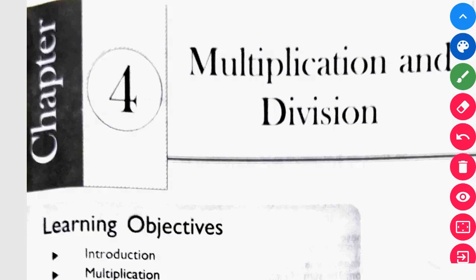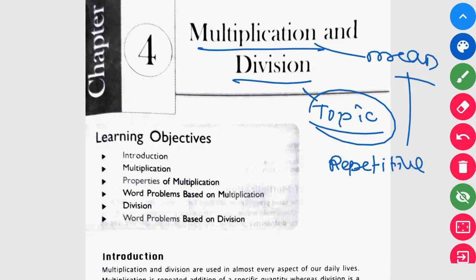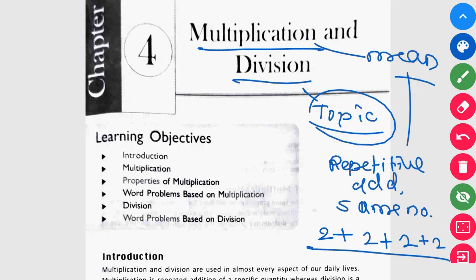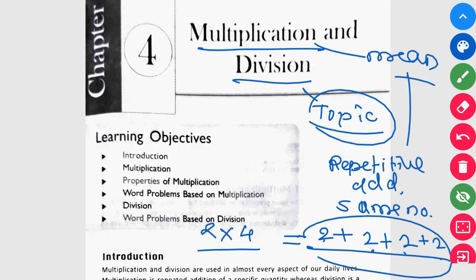Okay, so for fourth standard maths Olympiad, now we are going to take multiplication and division topic. Now what is meant by multiplication? Multiplication means repetitive addition of the same number. Means if you add 2 plus 2 plus 2 plus 2, 4 times, this can be denoted in multiplication as 2 multiplied by 4, as we add 2 four times. So 4 times 2 means multiplication.